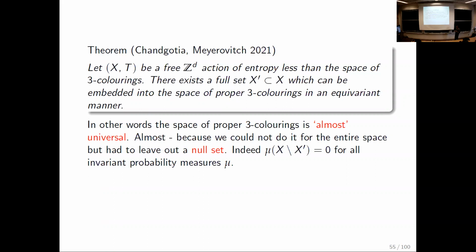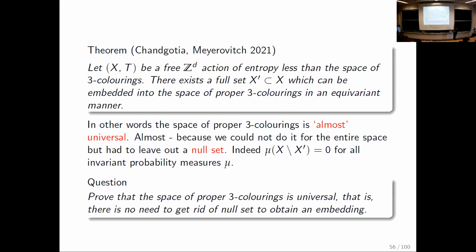So the question which remains, which is not addressed and which is open, is the following: to prove that the space of proper three colorings is universal. That means that there is no need to get rid of the null set to obtain an embedding. And this remains open up until now. Spencer's paper also does not address this question. But the one point here is that we want the embedding.